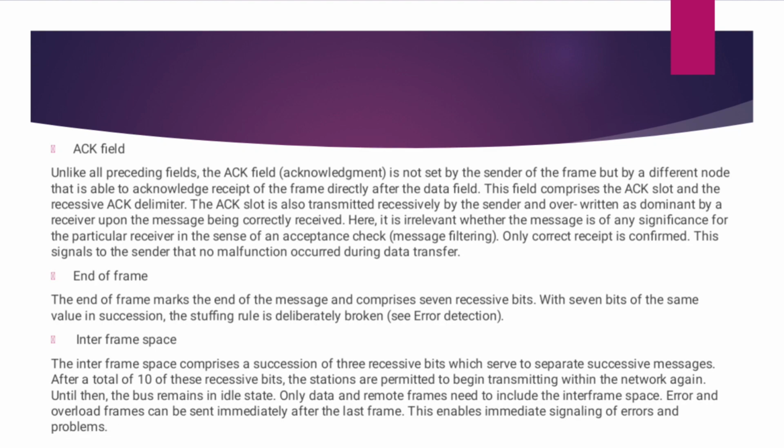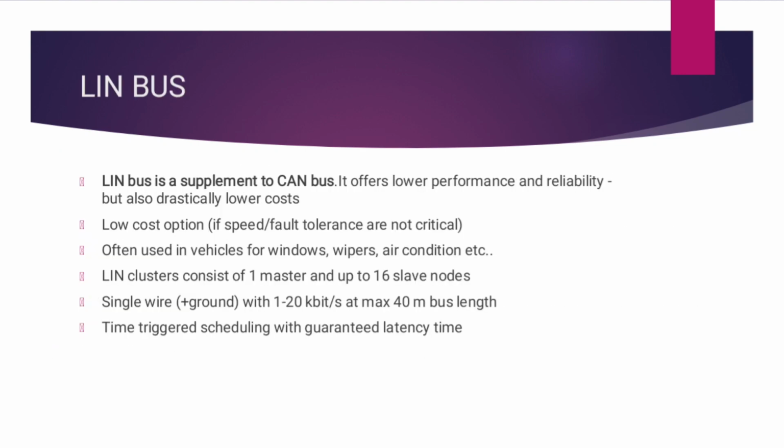Interframe space. The interframe space comprises a succession of three recessive bits which serve to separate successive messages. After a total of 10 of these recessive bits, the stations are permitted to begin transmitting within the network again. Until then, the bus remains in idle state. Only data and remote frames need to include interframe space. Error and overload frames can be sent immediately after the last frame. This enables immediate signaling of errors and problems.